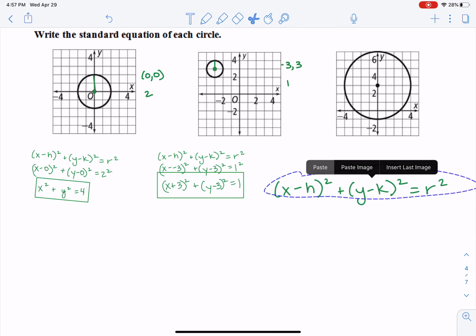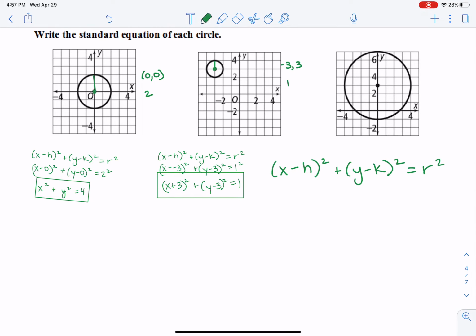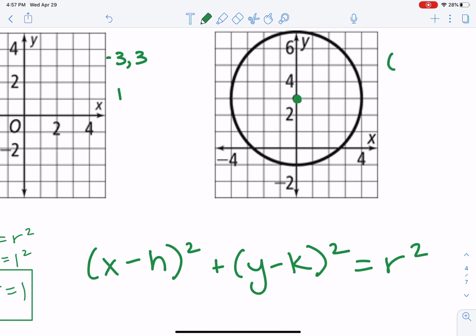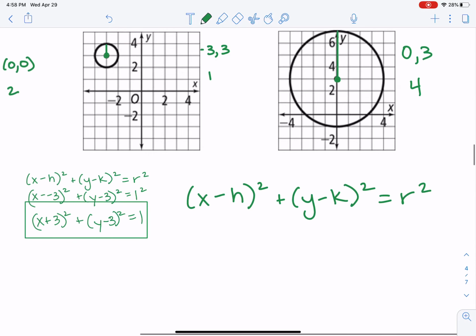Okay, last one. This one's pretty big. So I'm going to look at my center. My center is 0, 3. So make sure you, x is left and right and y is up and down. Okay, and then my radius, it looks like 1, 2, 3, 4. It's 4 in every direction. So I'm going to fill that in.